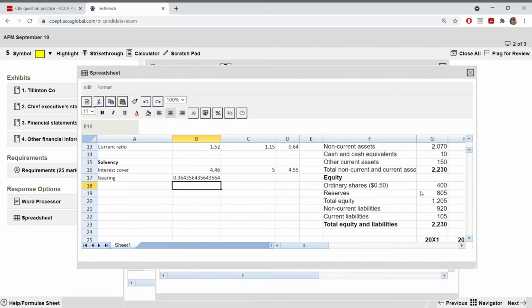If I'm getting it based on the book value, what's happening is I am getting a different answer. Okay, let's take this as 400. So what I did for the book value is non-current liability 920 divided by 920 plus the shares and reserves, 400 plus 805, as it is when you're taking it by the book value.